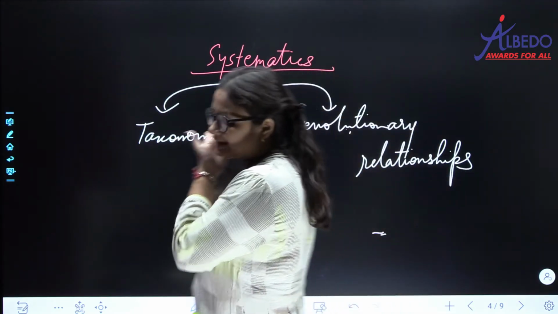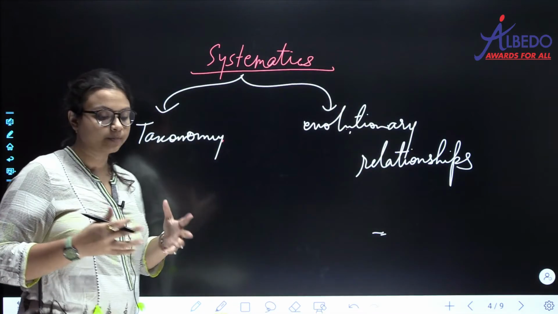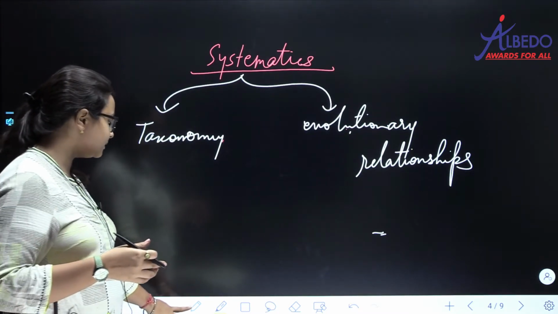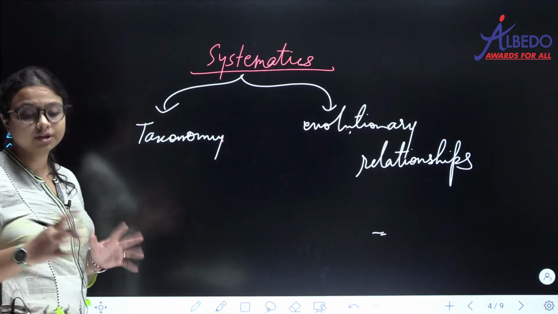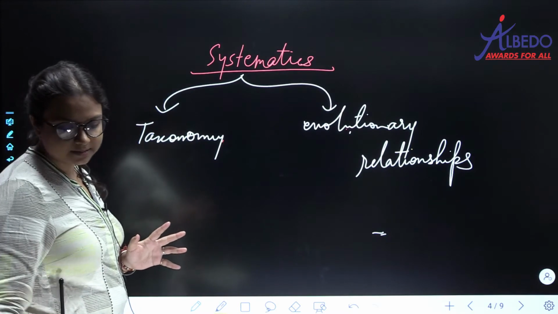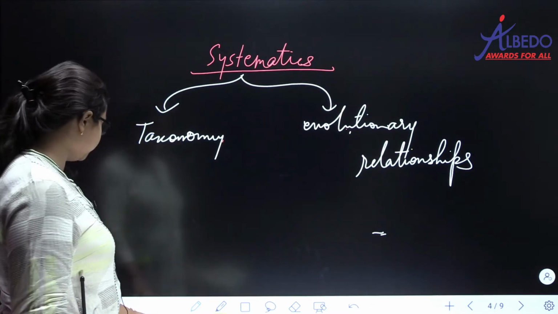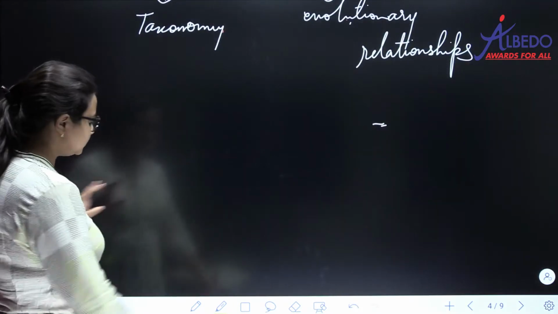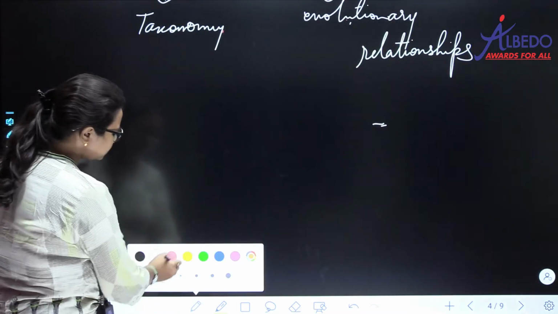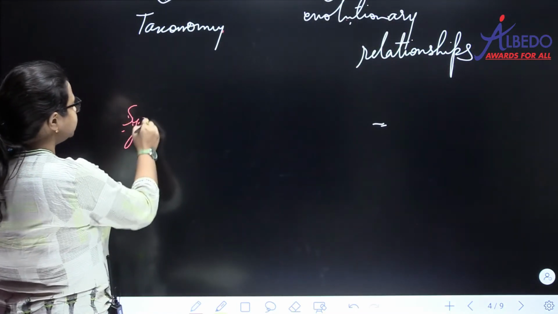Now this Carlos Linnaeus, he wrote 2 books on systematics. One is mentioned in your NCERT, which is called Systema Naturae, and you have to remember some names.